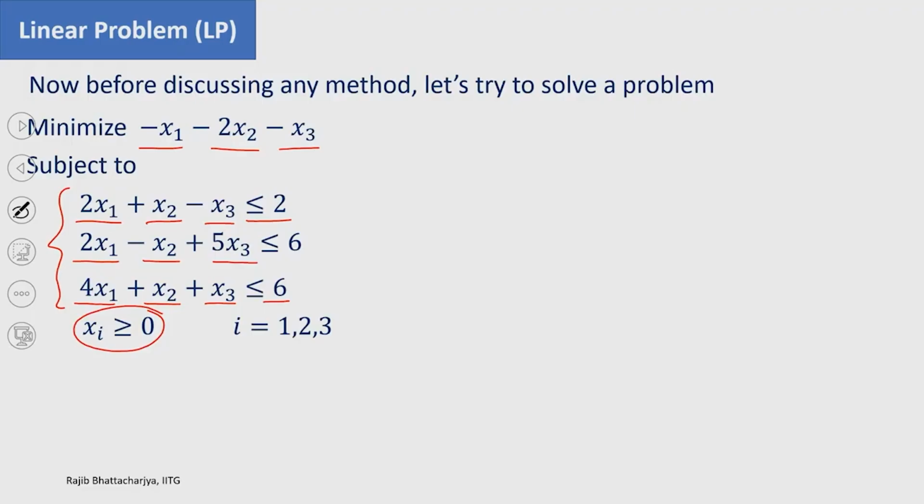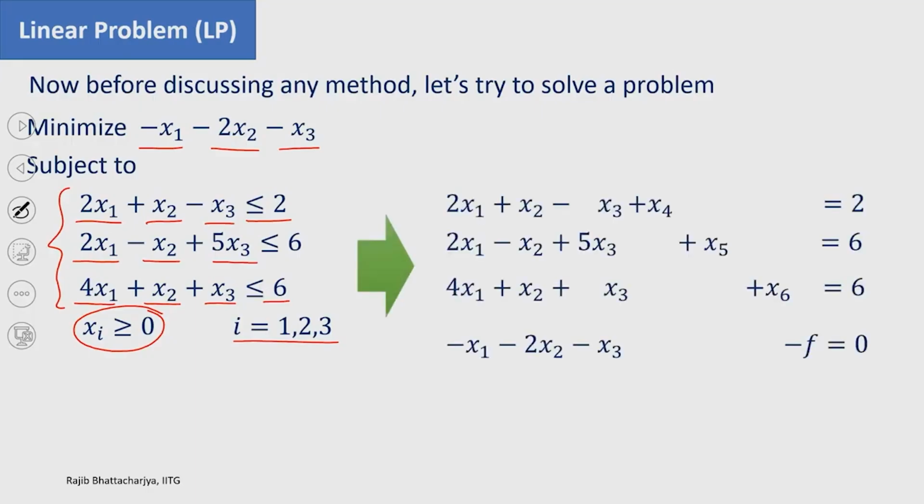all decision variables should be positive, they cannot be negative, for i equal to 1 to 3. In this case the number of variables is 3, and we have 3 constraints. So, what is the first step? The first step is that I have to convert these inequality type constraints to equality type constraints.